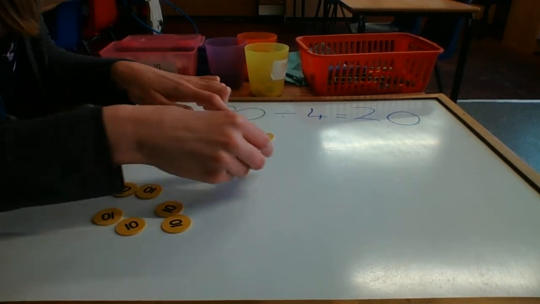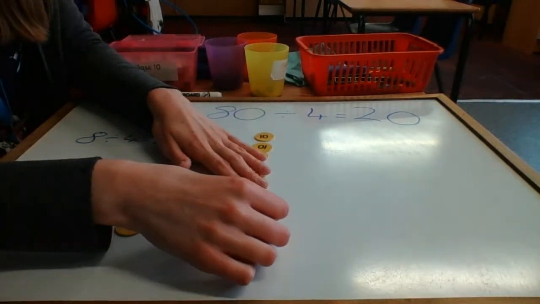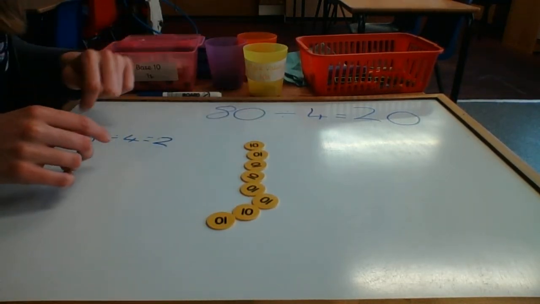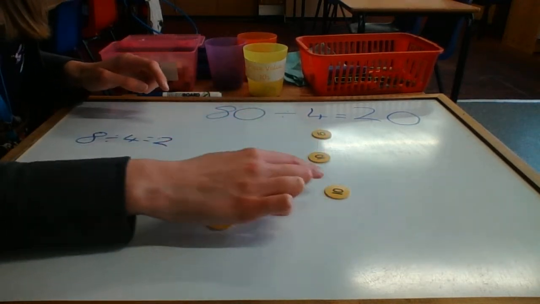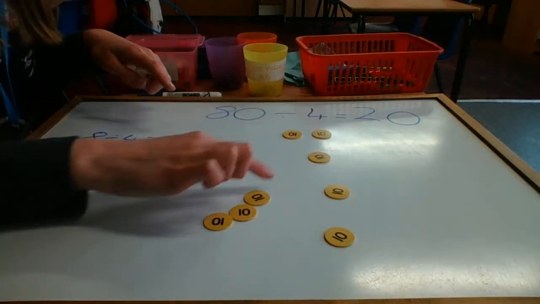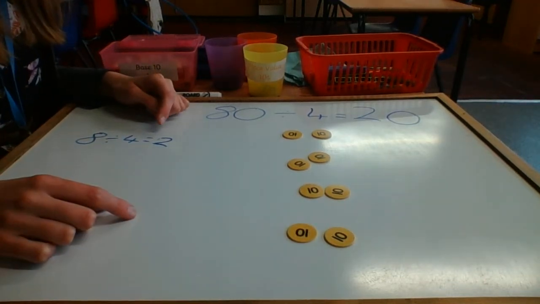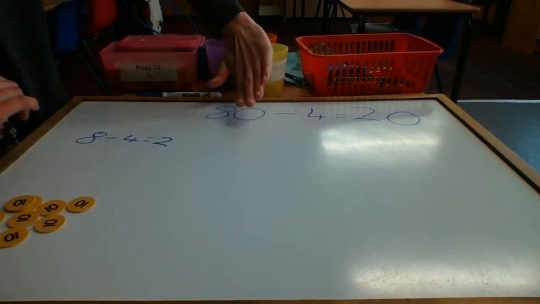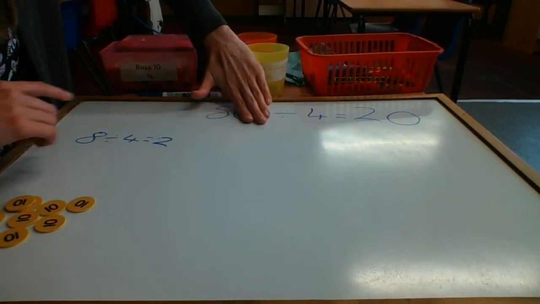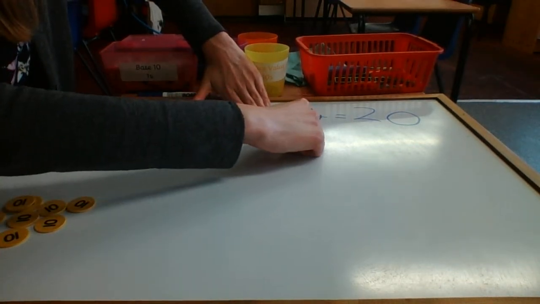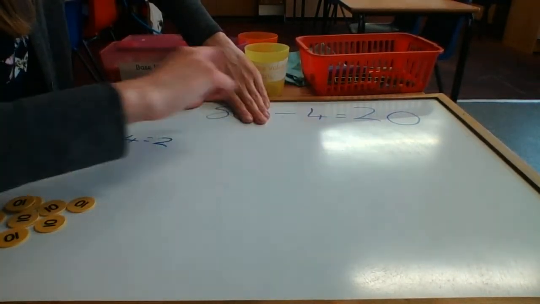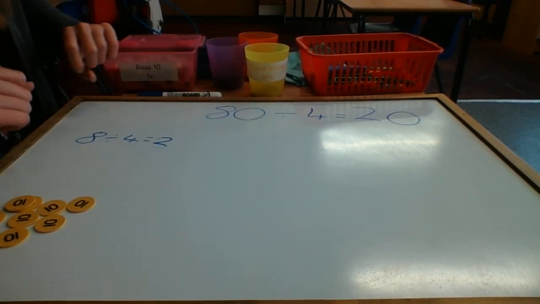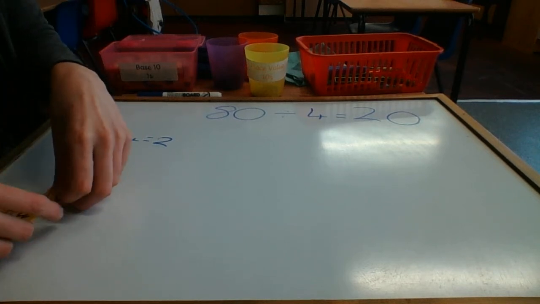80 is 8 tens. 1, 2, 3, 4, 5, 6, 7, 8. And now I want to split them into 4 groups. So I could use counters to help me as well. But you can also just do it by looking at 8 tens. So 8 tens divided by 4. 8 divided by 4 is 2. So 8 tens divided by 4 would be 2 tens, 20. So you can look at it that way as well.